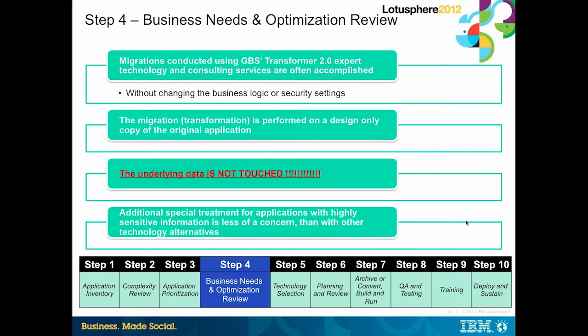Migrations that we use, if the target platform, and we'll talk about technology selection again in step 5, but basically via GBS Transformer 2, our expert services and consulting are going to go in and look at an existing application and be able to convert or transform that application to the target XPage application by only looking at the design. So we get a design-only copy of the original application. That design-only copy is going to generate XPage artifacts from all of the existing forms, views, agents in the application.